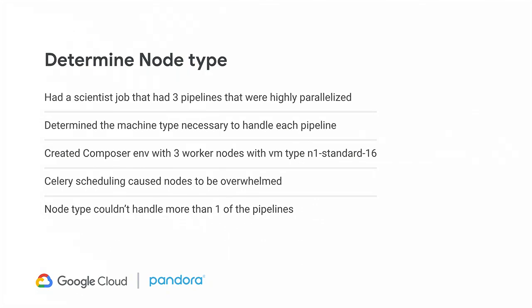From that, I determined the actual machine type that I was going to use to handle these pipelines. Originally, I set up Composer with 3 worker nodes with the very specific machine type that I knew I wanted to handle this task. It was an N1 standard 16 cores. When it came to actually scheduling those tasks, the Celery scheduler caused those nodes to be overwhelmed, because it would schedule 2 tasks on one node and 1 task on another node, and nothing on the 3rd node. It was not an even scheduling of tasks, and because my node type couldn't handle more than one of the pipelines, it would freeze.